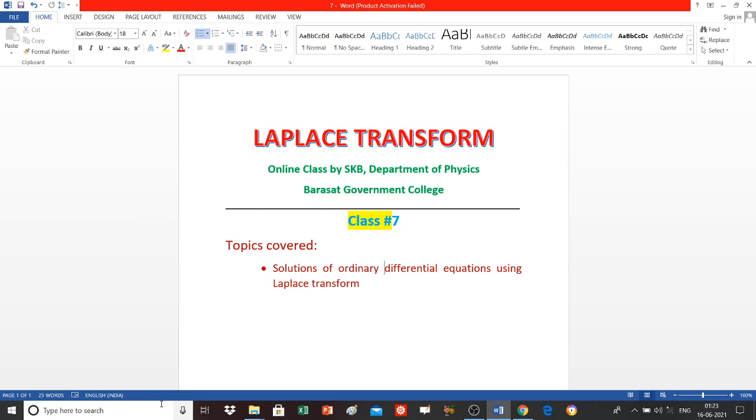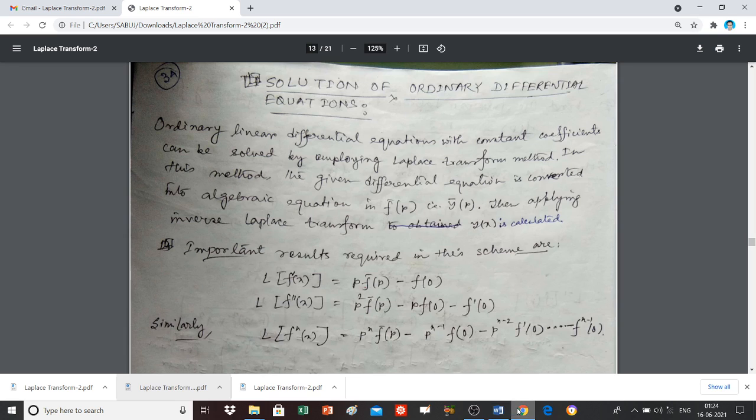Dear students, I welcome you to this class, and in this class we will learn how to solve ordinary differential equations by using the Laplace transform. That will be very beneficial in solving ordinary differential equations, and this is the benefit, or the beauty, of the Laplace transform. So let us start.